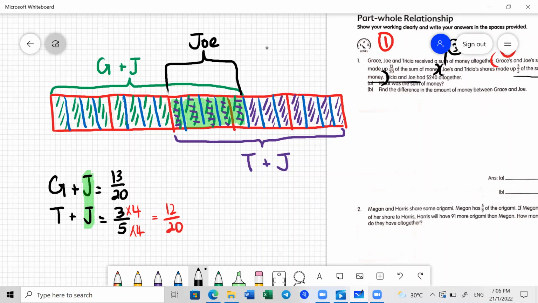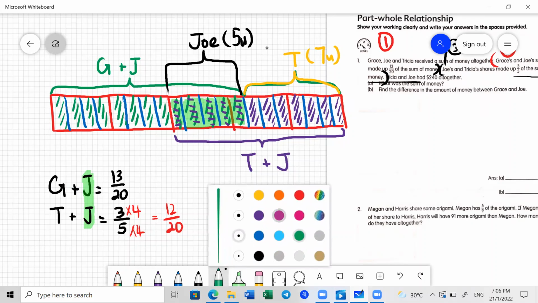Now, if this belongs to Joe, then of course, we know that this belongs to Trisha. Understand what I'm trying to say? Trisha is 1, 2, 3, 4, 5, 6, 7. So we put 7 units over here. For Joe himself, we know it's 1, 2, 3, 4, 5, only the overlapping. Why? Because I have 2 Joe, so that means it's overlapping. If this is Joe, this is Trisha.